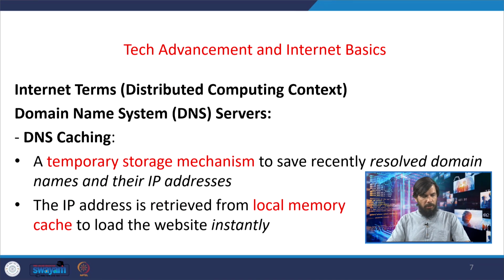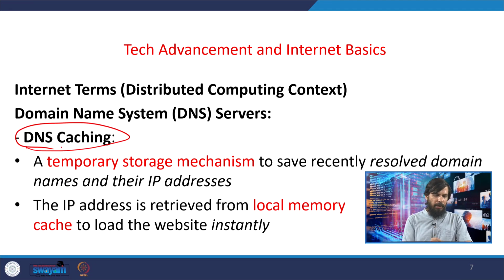Now, next is DNS caching. So, if we were to do the same process again and again in terms of resolving the domain name with the corresponding IP address, that will slow down the whole thing, right. So, therefore, the solution is DNS caching. So, DNS systems will be doing caching of these domain names and the corresponding IP addresses. So, what is DNS caching?